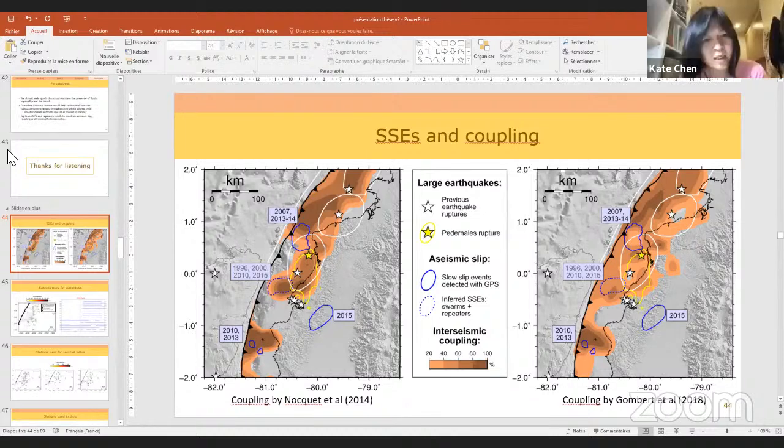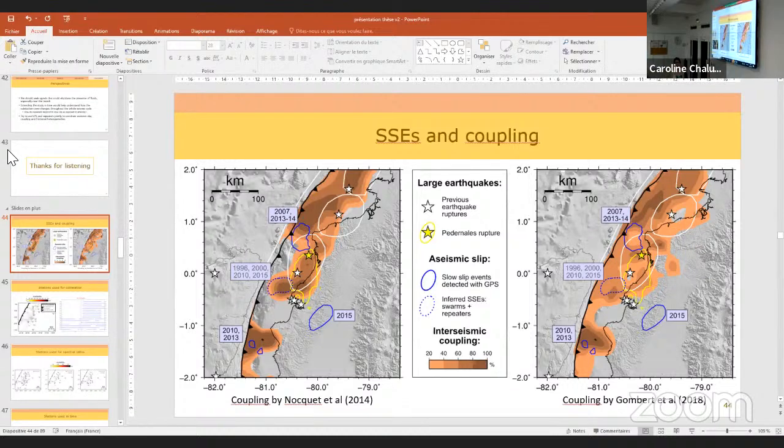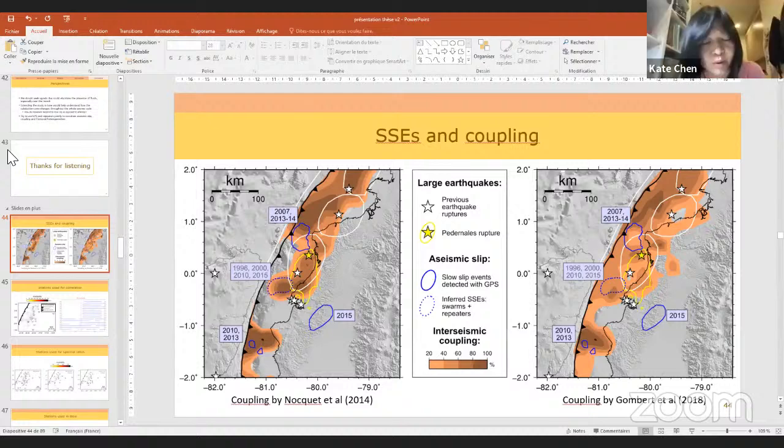So maybe that will address the second question, why the repeaters in the southern part show this streak-like distribution, this linear structure. Yeah, what was the possible mechanism for that, you think? Right.